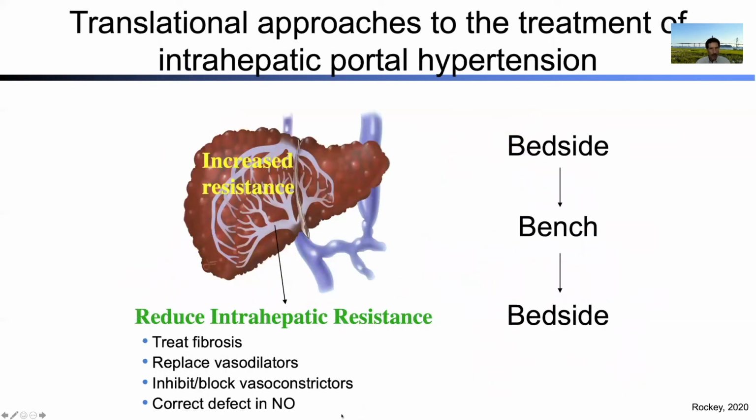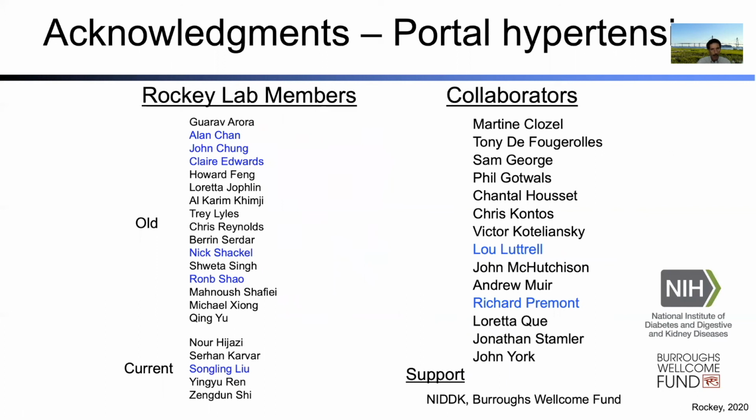And I think this suggests a pathway to treatment, and that would be to replace the vasodilators or block the vasoconstrictors. I do think that treatment of fibrosis likely is important. As you treat fibrosis, you're likely to lead to stellate cell reversion of their activation. You may also improve the function of endothelial cells. I also believe that correction of the defect in NO production in sinusoidal endothelial cells is likely to be a viable therapeutic option.